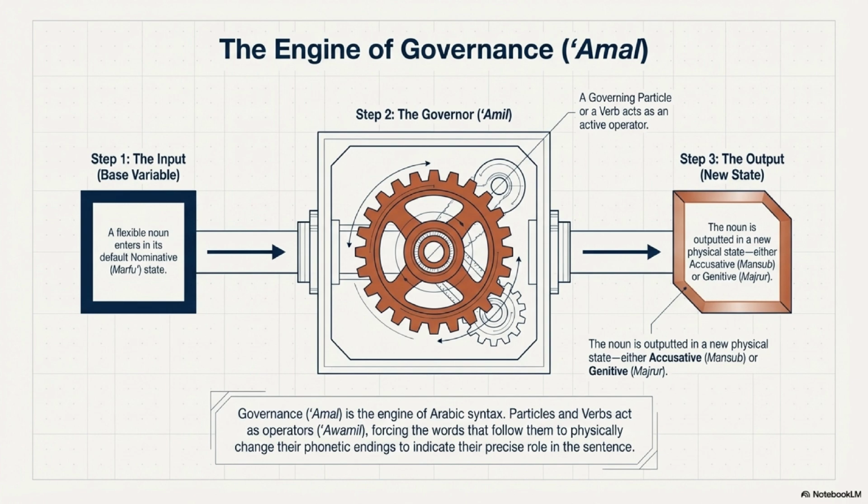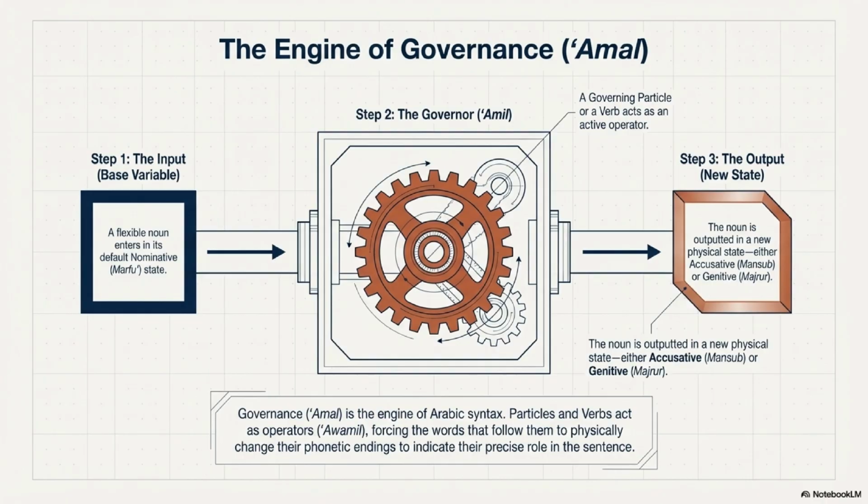But the text introduces a vital, almost sneaky concept here. The followers, or the tawabi. I wouldn't call them sneaky. I'd call them highly efficient. The followers are words that don't have their own independent grammatical state. They don't have a specific job like subject or object. Instead, they just blindly copy the state of the word right before them. They're grammatical chameleons. They just match the background color of whatever word is leading them. That's a great way to visualize it.